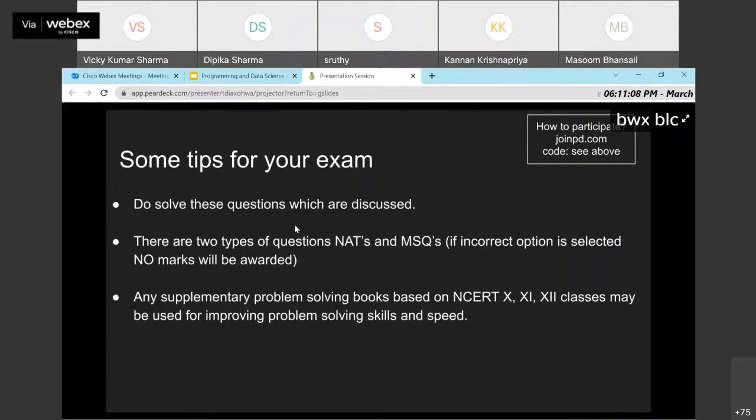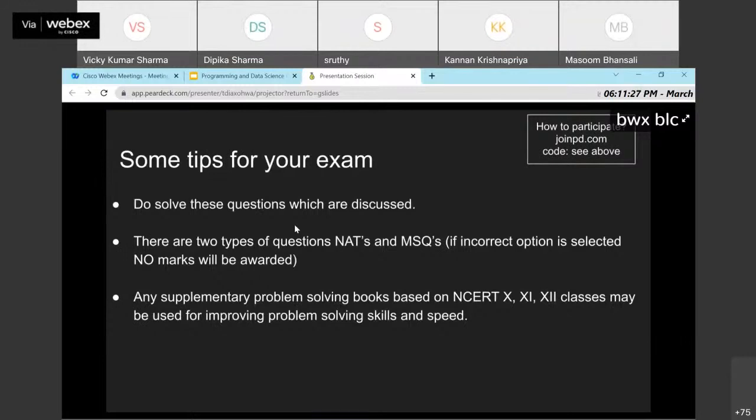You see, there are two types of questions that you get. One is the NAT type question and the other is the MSQ type question. MSQ is nothing but multiple select questions, and NAT is nothing but numerical answer type. You will be given a question, and you have to enter a numerical value.